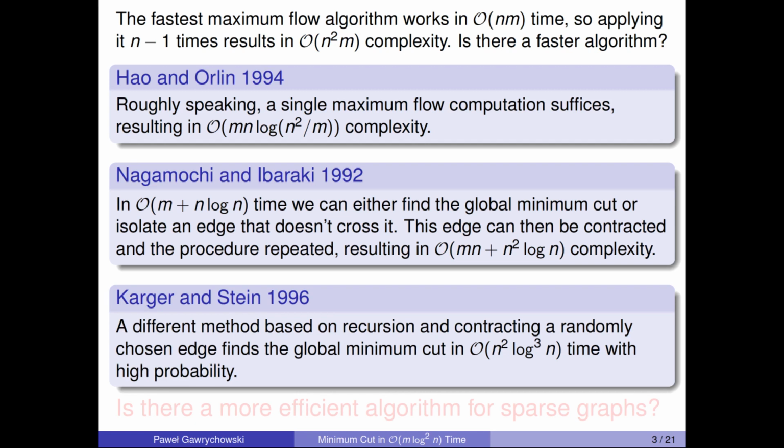This idea of contracting edges has then been pushed even further by first Karger and then Karger and Stein. They used randomization to choose which edge should be contracted, together with some careful recursion approach. And this allowed them to find the global minimum cut in n squared times log to the power of 3 n time with high probability. This is great when your graph is dense, but if the graph is sparse, when m is roughly n, you only have a quadratic time bound.